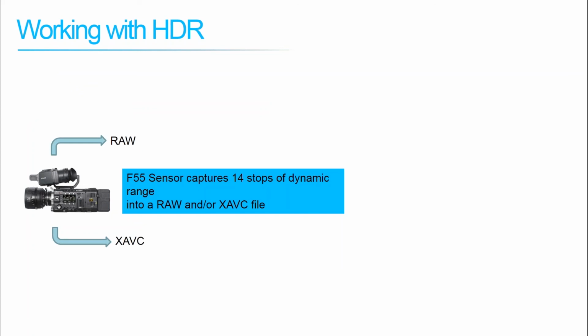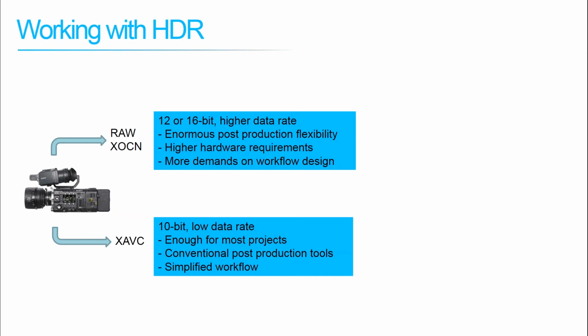We also have XOCN now with the AXS-R7 recorder, which allows you to get RAW-equivalent quality files at much smaller file sizes, but they're still going to be larger than XAVC. But particularly with the RAW workflow, there are more demands on workflow design. As I mentioned earlier, you're going to have to start thinking about doing offlines, depending on what sort of machine you're editing on. Storage and backups are going to become more complicated, so there's a bit more to think about in that regard.